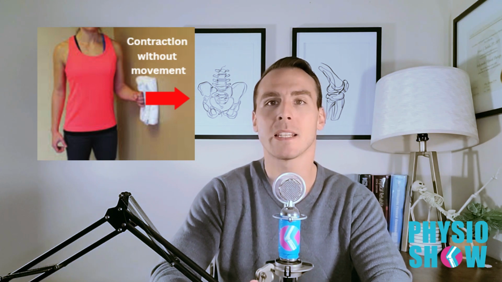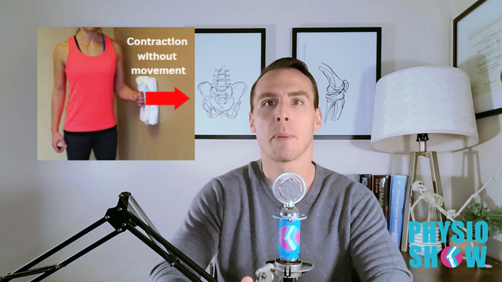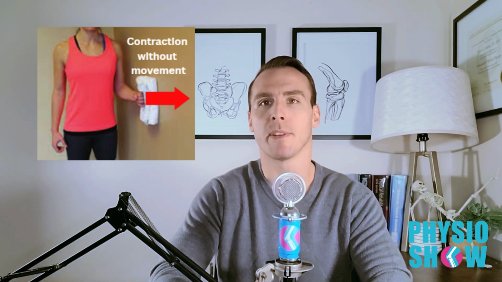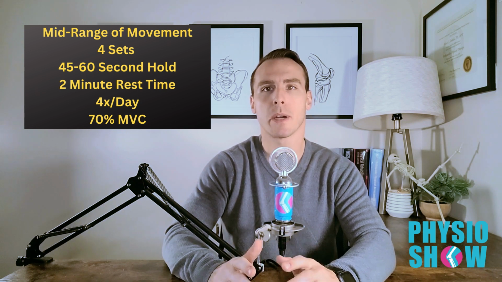Studies have shown that isometric exercises not only prevent deconditioning of the healing tendon, but have also been shown to enhance muscle contraction while also having a pain relieving effect. It is suggested that isometric exercises be performed in the mid-range of the muscle's motion to avoid overstretching or compressing the tendon. A prescribed exercise dosage of 4 sets holding for 45 to 60 seconds with a 2-minute rest time in between has been shown to have positive effects.